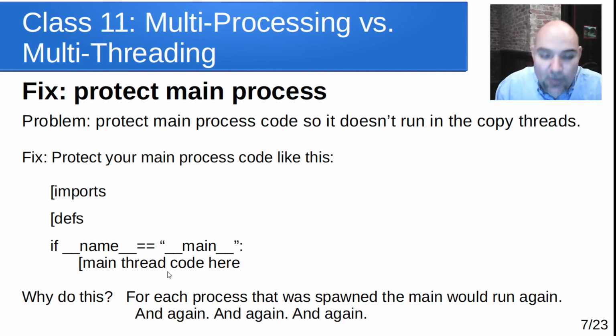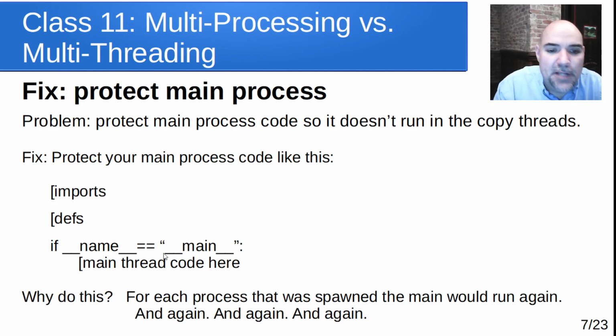And to prevent what's called a process bomb or fork bomb from happening, when they made Python and they made the multiprocessing module, they made it so you have to protect that main thread code, or it won't spawn the thread. So in other words, rather than having things get out of control with processes making processes, they've actually prevented that.